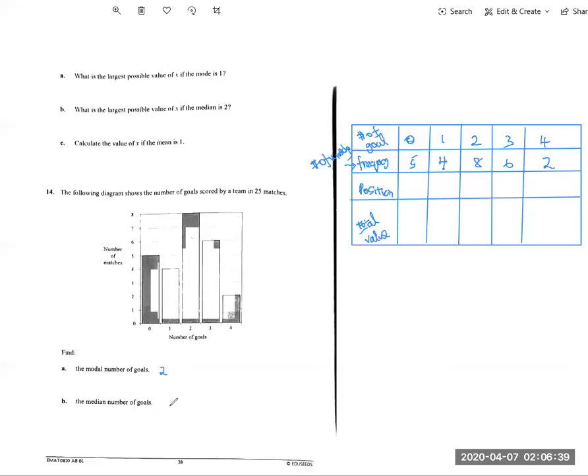Now, for the median number of goals, we have to establish the position. Now, let's work out total frequency plus 1 divided by 2. Now, total frequency is, they're all together 25 matches here. You add all these together, it gives you 25 altogether. So it's 25 plus 1 divided by 2, which gives you the 13th position.